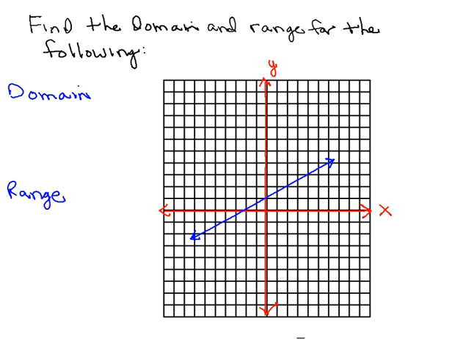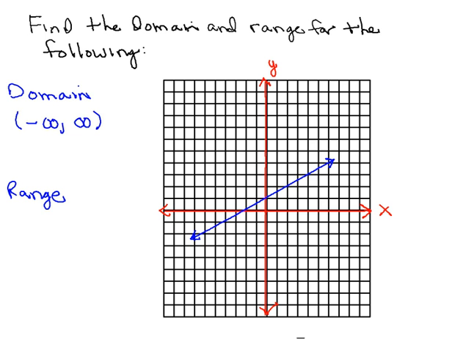Now if we think about the domain, remember that means the horizontal extent of the graph. So how far left and how far right can it go? And you can see it will go as far left and as far right as we would like it to go eventually. So it will take on all real values. So we would say the domain, if we write this in interval notation, would be (-infinity, infinity).